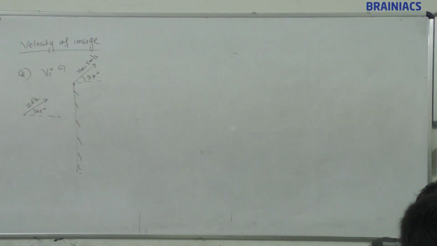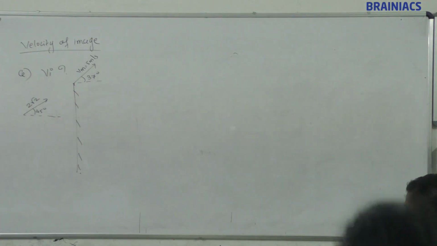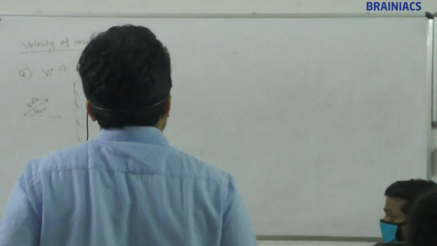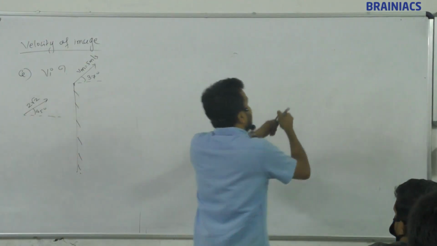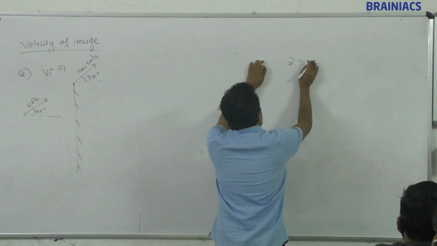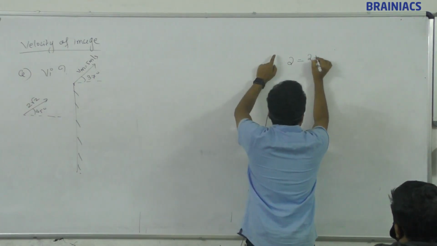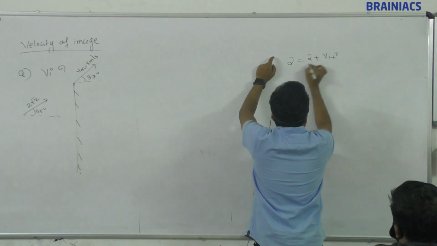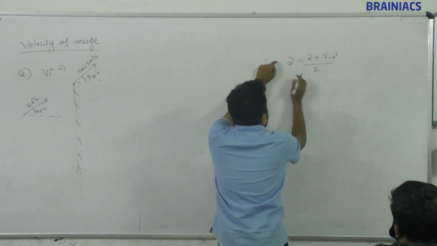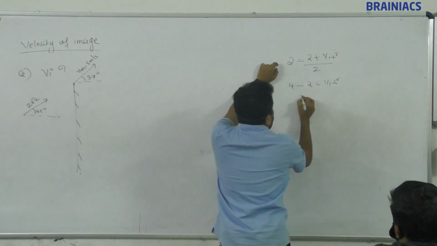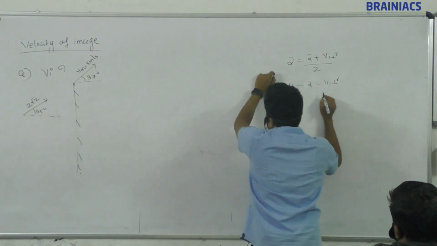Student: Answer plus 2 again, sir. You got plus 2? Yes, sir. Then we have to see the object with respect to the mirror. As in the previous question, the mirror is going to the right side, so 2. Object velocity is 2 root 2 times the first one, so 2 plus V image perpendicular divided by 2, so 4 minus 2 equals image perpendicular. So it is 2, in the positive x direction.